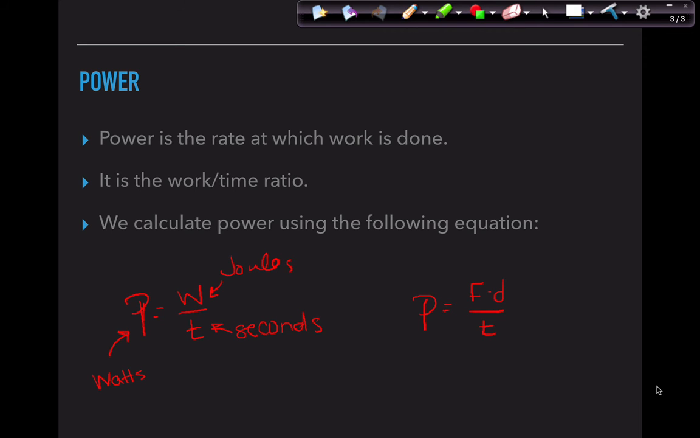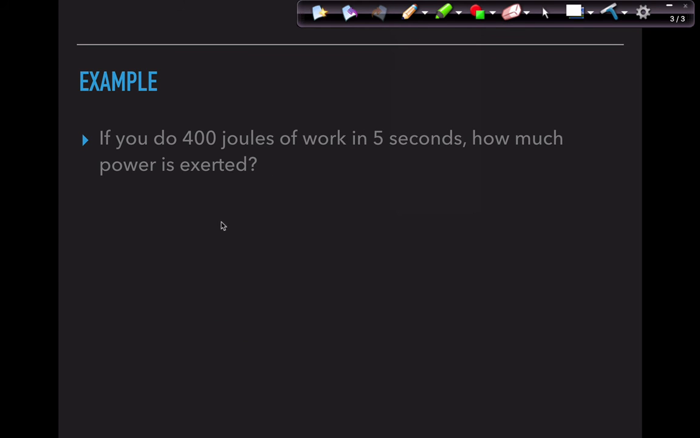I'm going to show you two separate examples so we can do both ways. If you do 400 joules of work in 5 seconds, how much power is exerted? So since we have work is 400 joules, time is 5 seconds, we can use that first equation to solve for power, which is our big fat question mark. So P equals W over T. Power is 400 divided by 5, which is 80 watts.